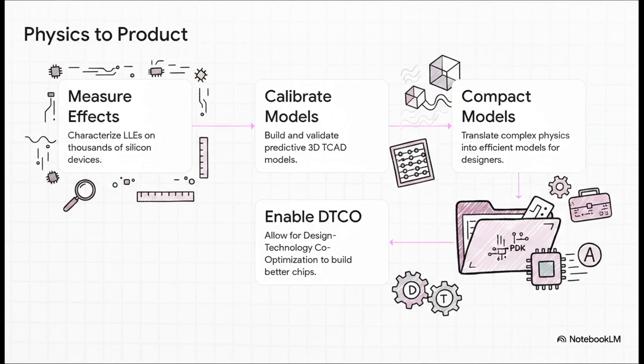It's a roadmap. You start by measuring the effects on real silicon thousands of times. You use that data to build and fine-tune incredibly accurate physics models. Then, you distill all that complex physics into simpler, efficient models that designers can actually use. All of that gets bundled into what's called a process design kit, or a PDK, that is now LLE aware. And that is what enables true design technology co-optimization, so we can all get better, faster, and more reliable chips.